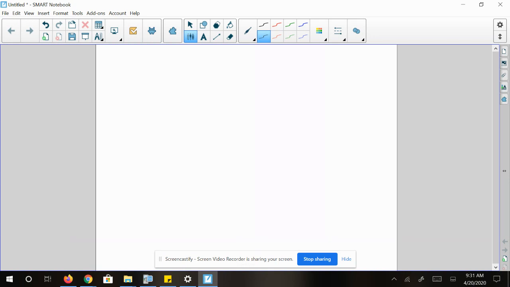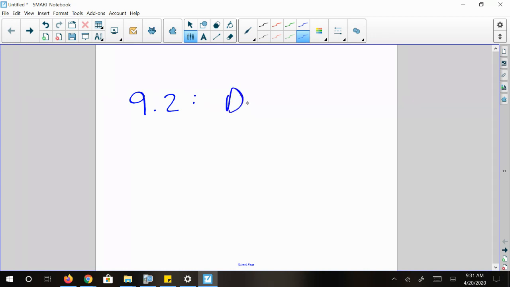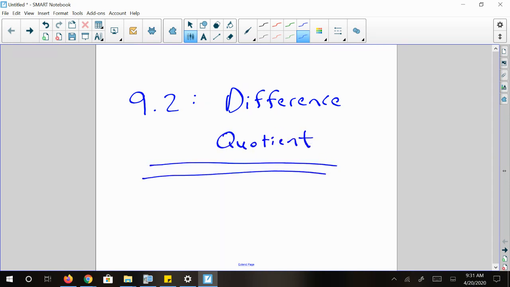Now, I'm actually going to start with 9.2. I'm going to skip 9.1, but I'll call this, so this is really our first section of the unit, but I'm going to call it 9.2 so that it's consistent with what I was doing last year with my pre-cal classes. I'm just not going to do that first section from last year. So we are actually going to talk about something today called the difference quotient, which sounds really scary, but it's not as bad as you think.